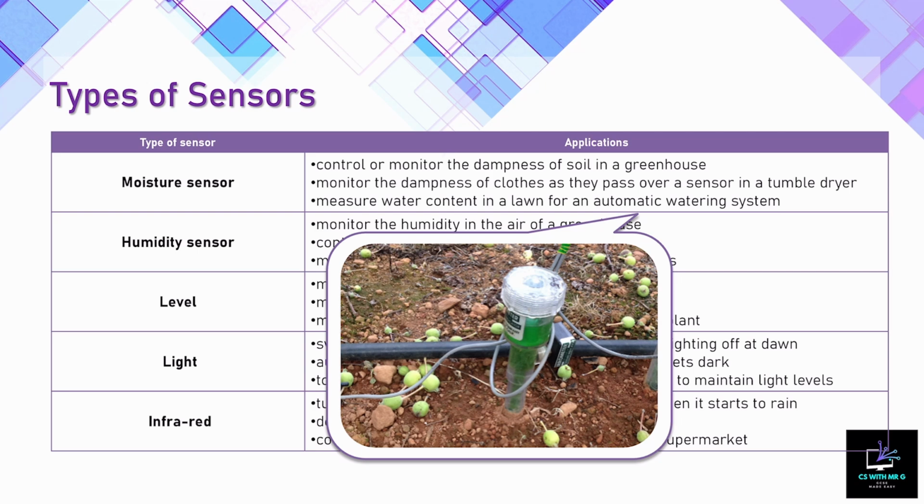Next, we have a moisture sensor, and as you can guess, this will detect moisture in a certain area, such as soil, or even inside of a tumble dryer, and what it will do is it will detect for moisture in terms of water particles and then can subsequently do something about it.